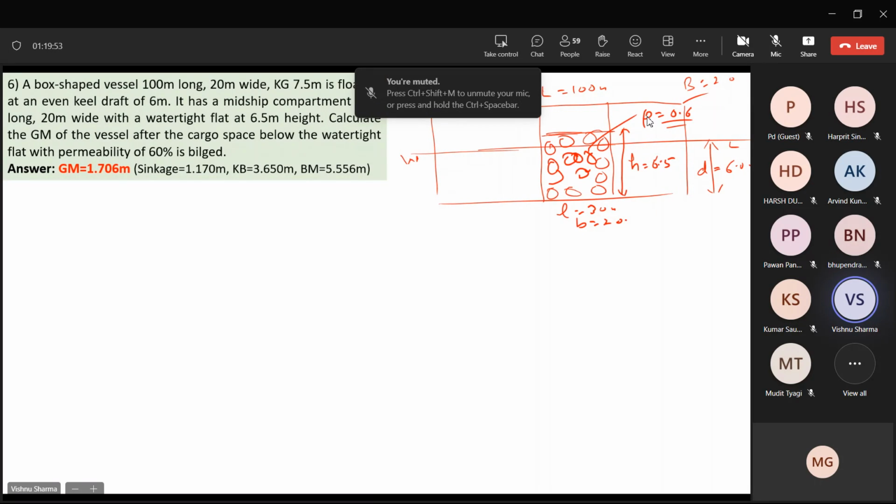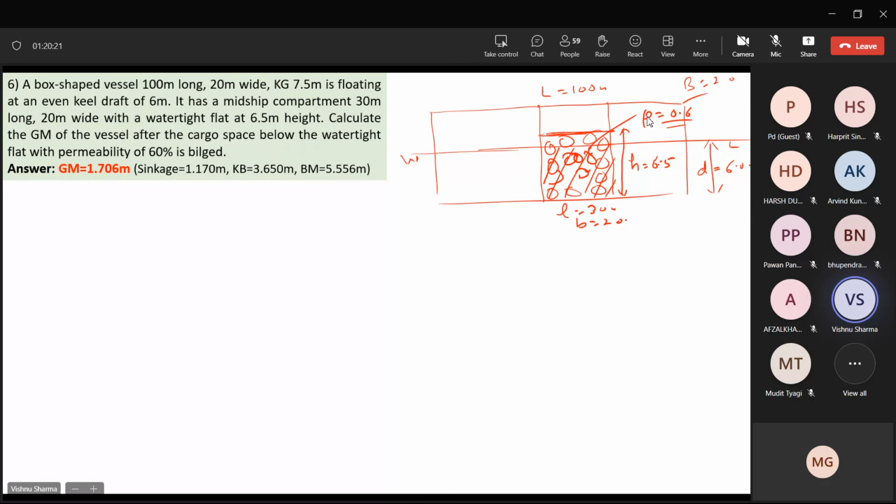Now the problem is I'm hit with a watertight flat which is above WL. If it was below WL, then there was no concern. If it was not there, then there was no concern. Problem is, I'm hit with this problem now. And so I'll have to first calculate the lost buoyancy. Lost buoyancy would be this shaded area up to W1, L1.